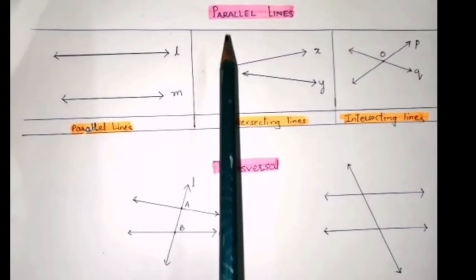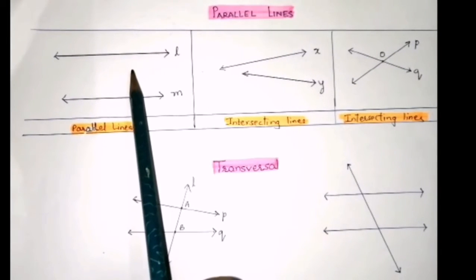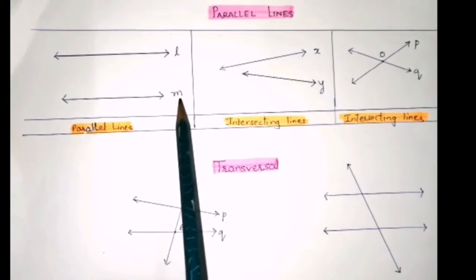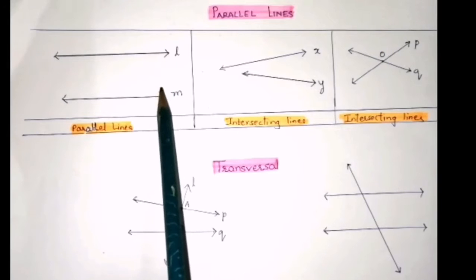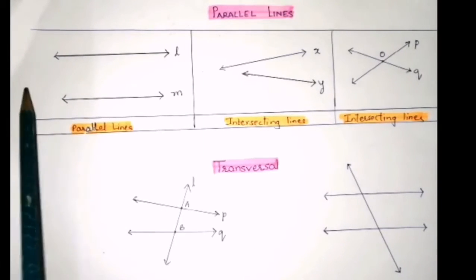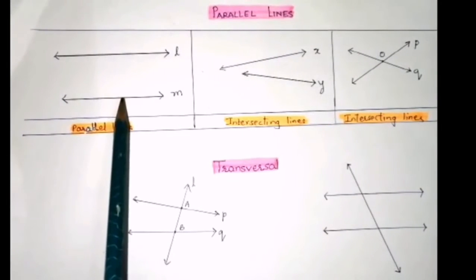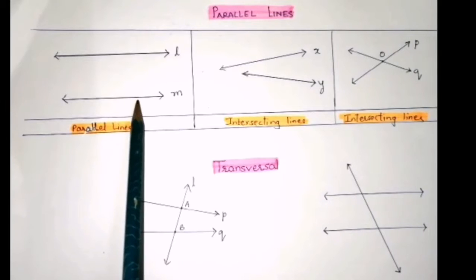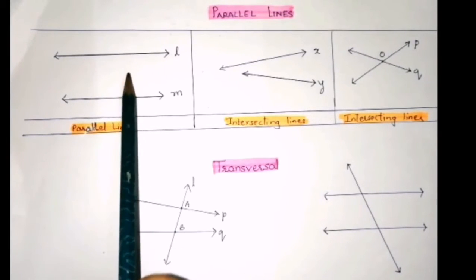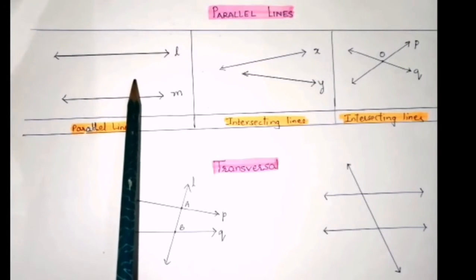Let us first discuss what are parallel lines. See in the first figure, there are two lines, line L and line M. These two lines, if we extend them any more, will not intersect each other at any point. So these are parallel lines. The perpendicular distance between these two lines remains the same throughout.